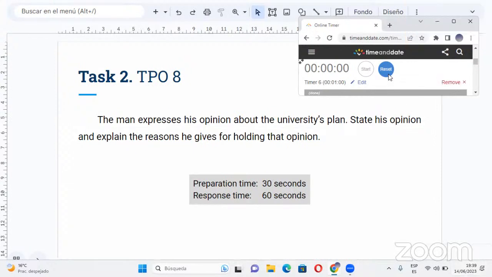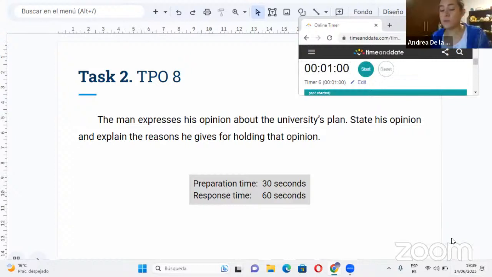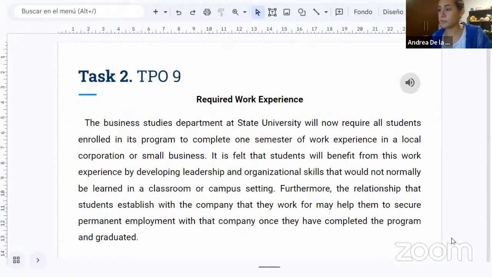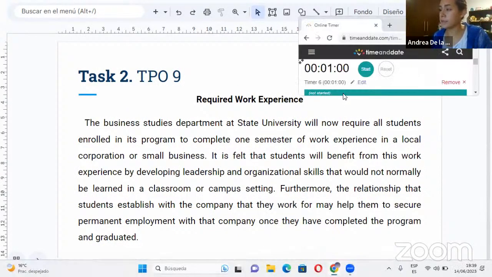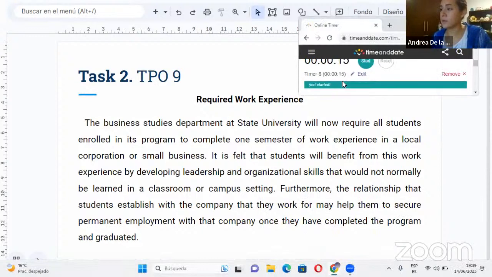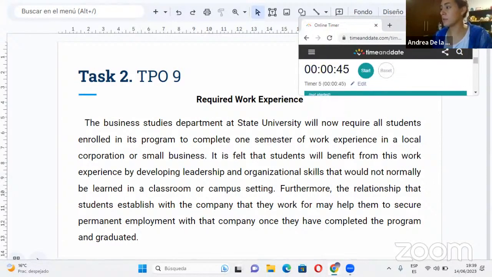Okay, Amber. Okay, guys, any questions so far? Good. In that case, let's do another one. 45 seconds to read the text.